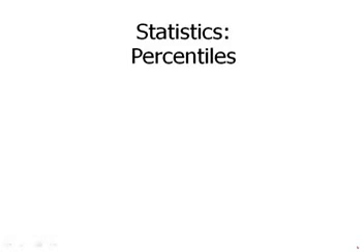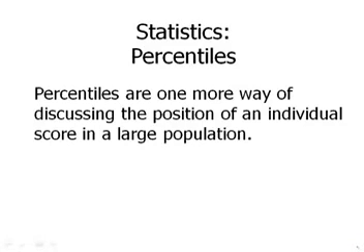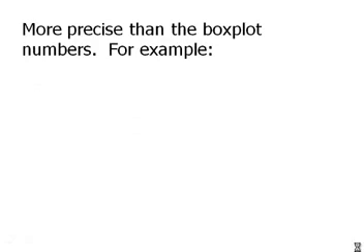Now that we've talked about box plots and the numbers associated with box plots, we can talk about percentiles. Percentiles are one more way of discussing the position of an individual score in a large population. Now you may wonder, since we already have those numbers associated with box plots, why do we need something else? Why do we need percentiles in addition to box plots? Well, percentiles are more precise than the box plot numbers.